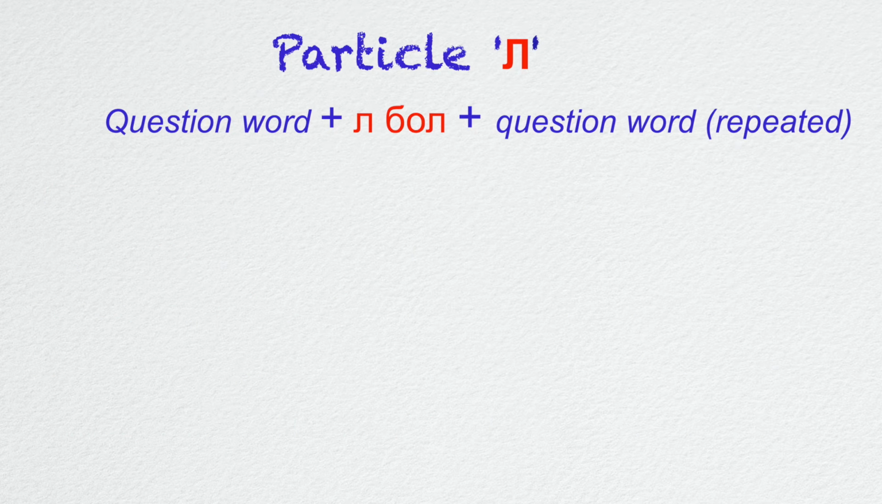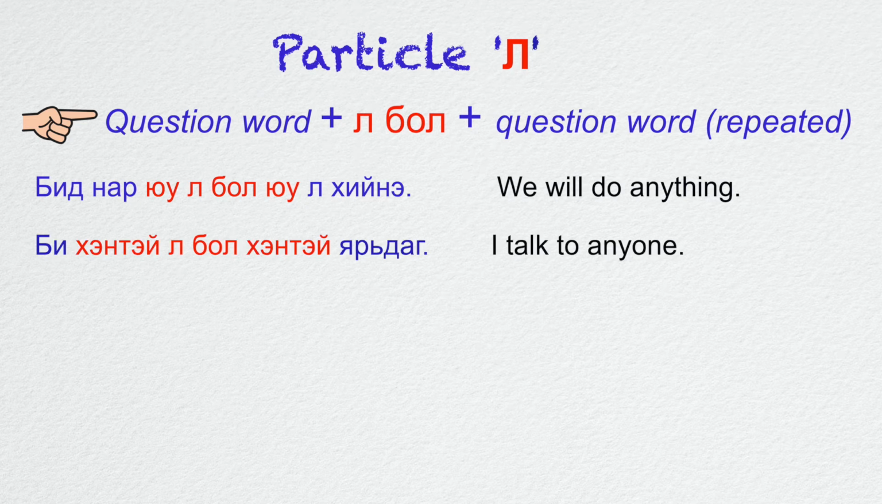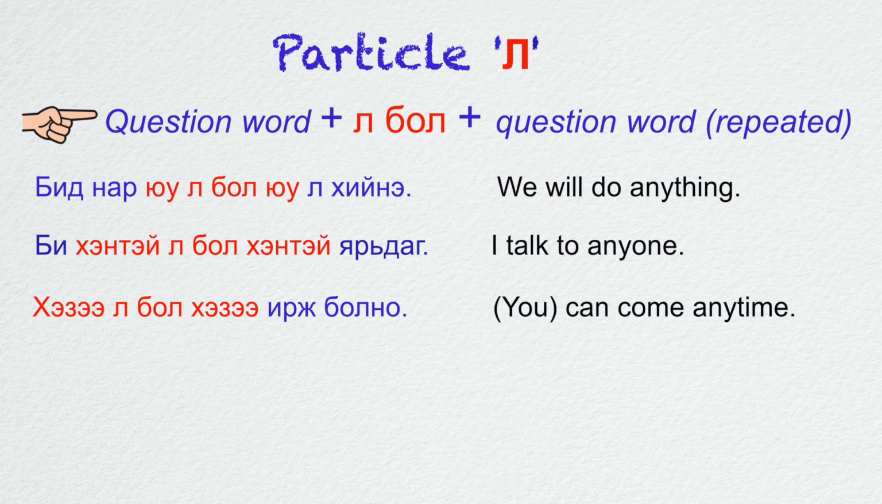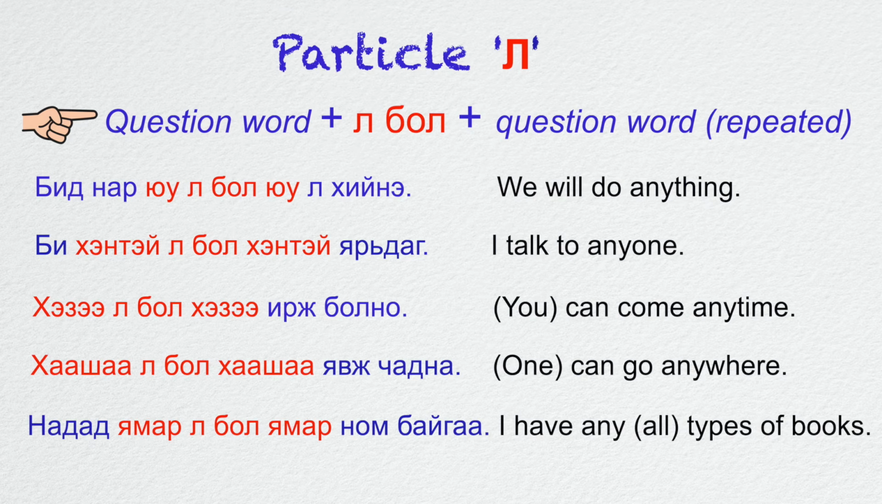The last usage of il is with a question word: question word, il бол, and the question word again. For example, бид нар юу л бол юу хийнэ. Би хэнтэй л бол хэнтэй ярьдаг. Хэзээ л бол хэзээ ирж болно. Хаашаа л бол хаашаа явж чадна. Надад ямар л бол ямар ном байгаа.